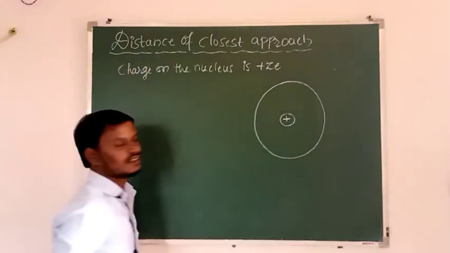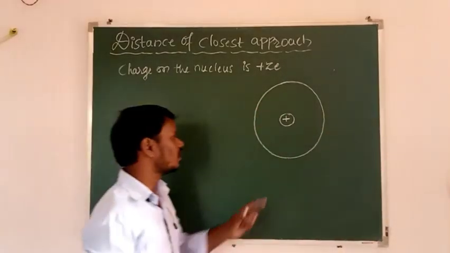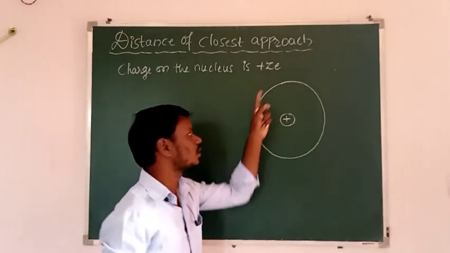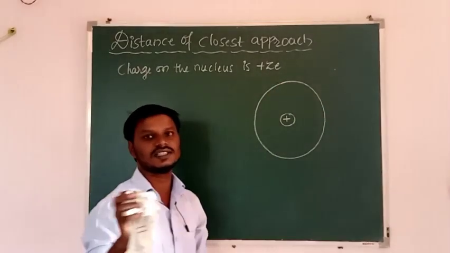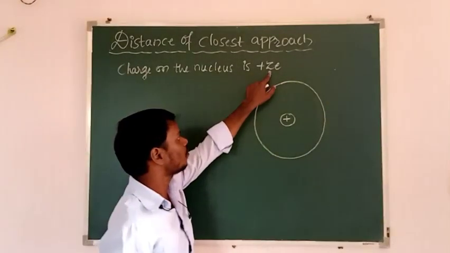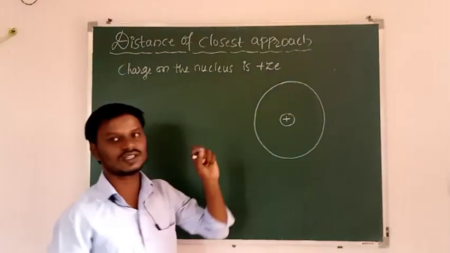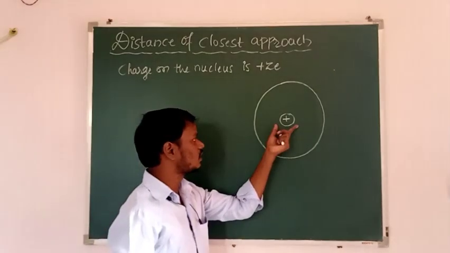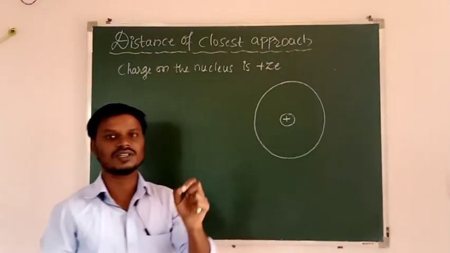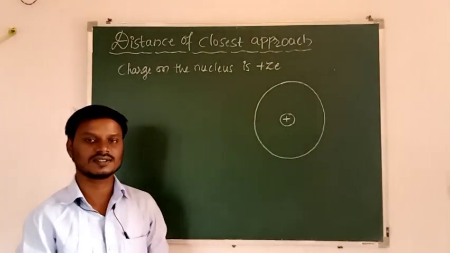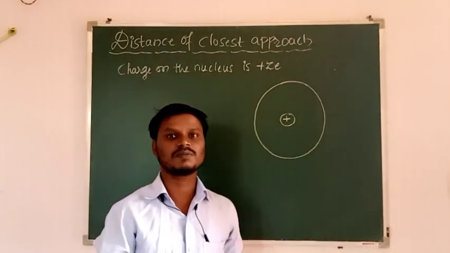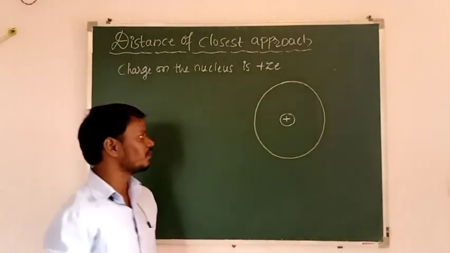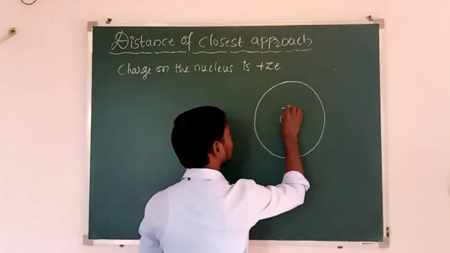So what is Z here? Z is nothing but the number of protons present in the nucleus of the given atom. And what is plus e? The charge on each proton. The number of protons times the charge on each proton gives the total charge on the nucleus, because the charge on the nucleus is due to protons but not due to neutrons. Neutrons are neutral particles, but protons are positive particles. So the charge on the nucleus is plus Ze.